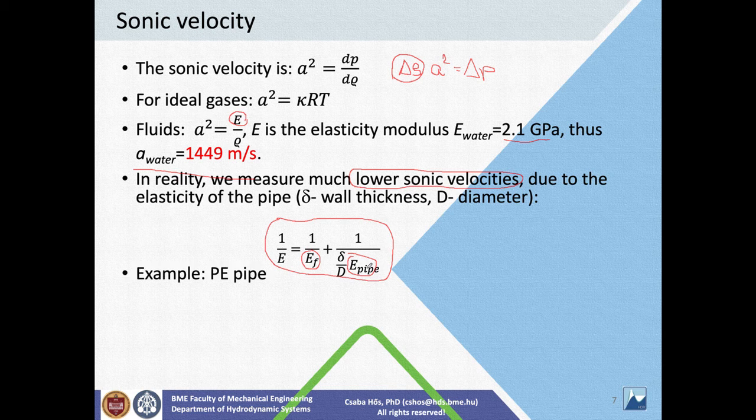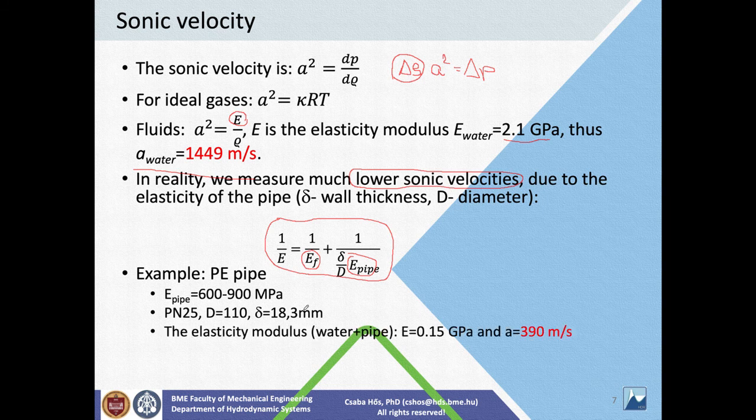So, for example, if you have a polyethylene pipe whose elasticity modulus is around 600 to 900 megapascals, and the nominal pressure is 25 bars, diameter is 120 millimeters, and the pipe wall thickness is 18 millimeters, then this will result in this reduced elasticity modulus, and this will be the sonic velocity of water in this pipe. Of course, if you put the same water into a steel pipe or a concrete pipe, a reinforced concrete pipe, then the sonic velocity will be much, much higher.